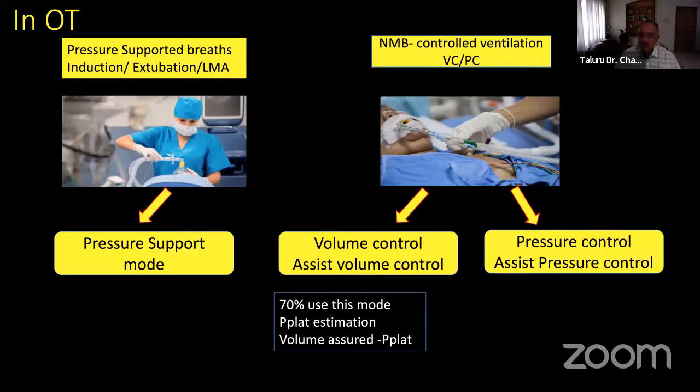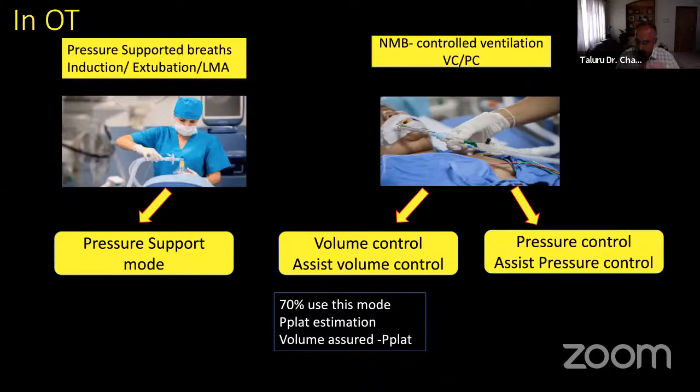So what are the advantages? If you ask me, with volume control, it is always easy to estimate P plat. So it is very important. We know what the volume is, what the reaction with the alveoli is, and what pressure it is producing. We know the boundaries of lung protective ventilation: the P plat has to be around 16, 17, and the driving pressure around 12, 13. So we know the boundaries. So P plat estimation is very, very important.